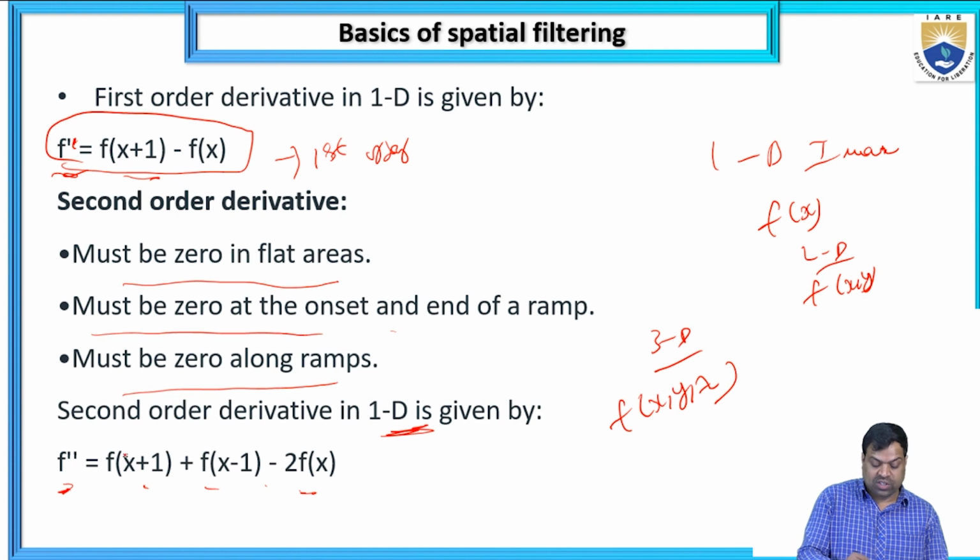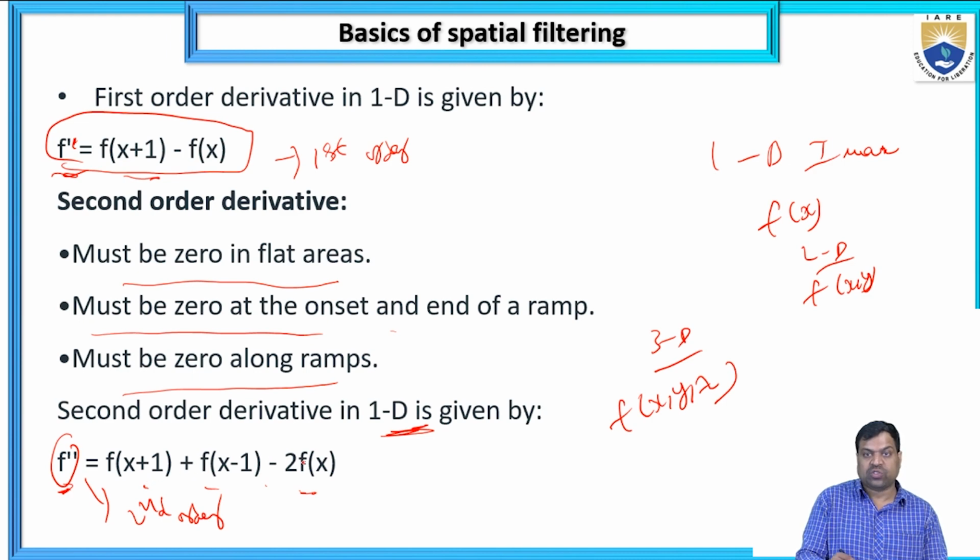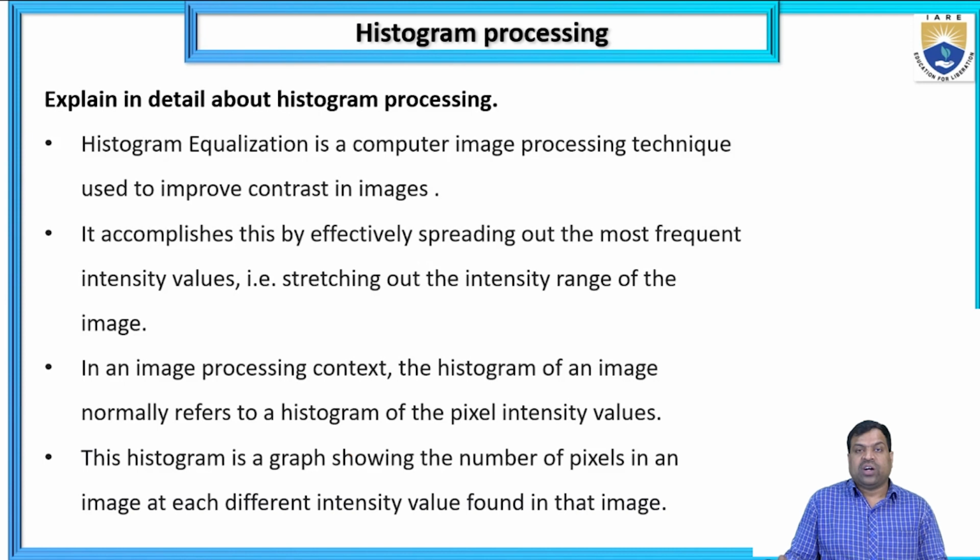F dash is first order. F double dash is nothing but a second order. F of x plus 1 plus f of x minus 1 minus 2 into f of x is the second order derivative.